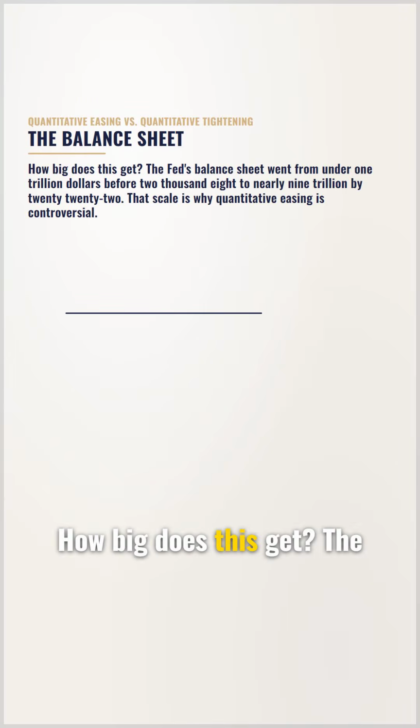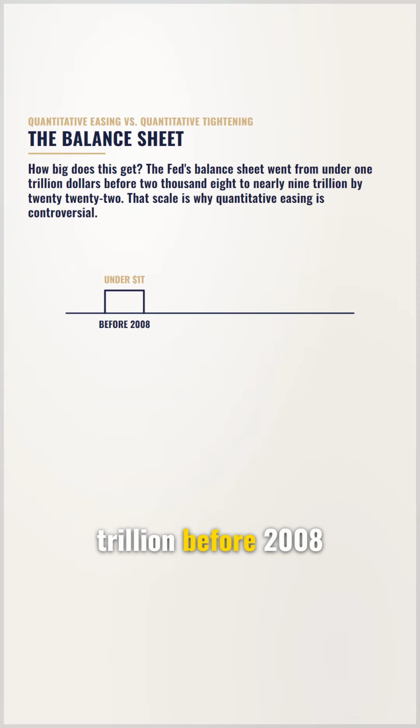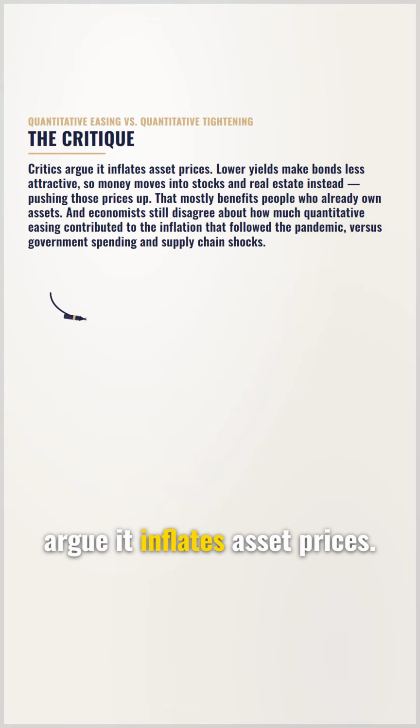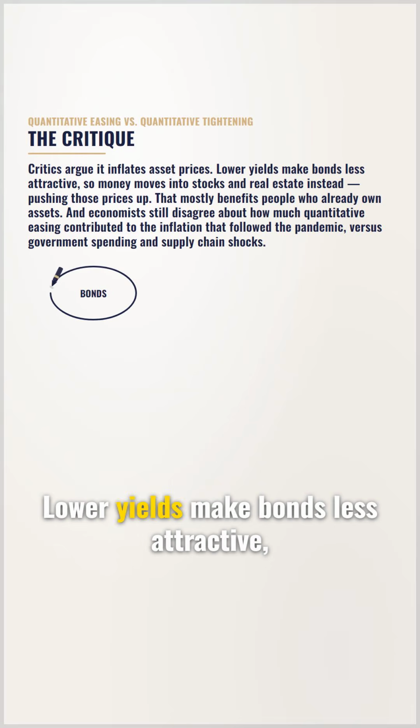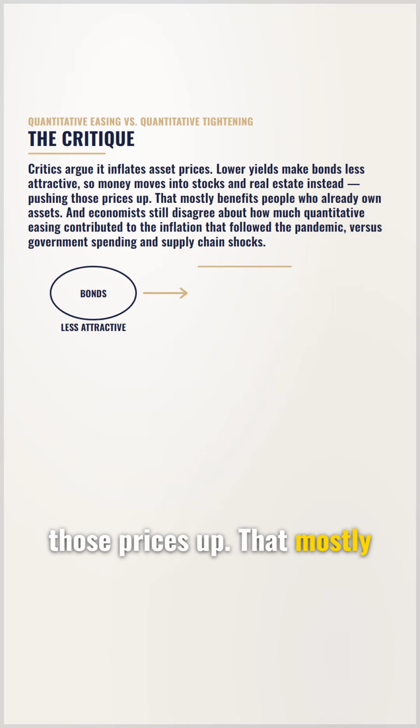How big does this get? The Fed's balance sheet went from under $1 trillion before 2008 to nearly $9 trillion by 2022. That scale is why quantitative easing is controversial. Critics argue it inflates asset prices. Lower yields make bonds less attractive, so money moves into stocks and real estate instead, pushing those prices up. That mostly benefits people who already own assets.